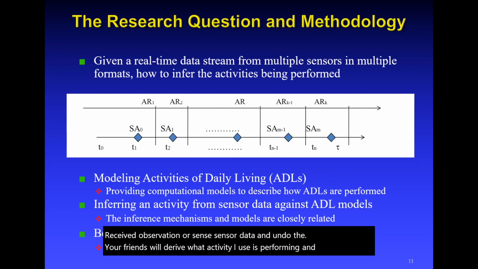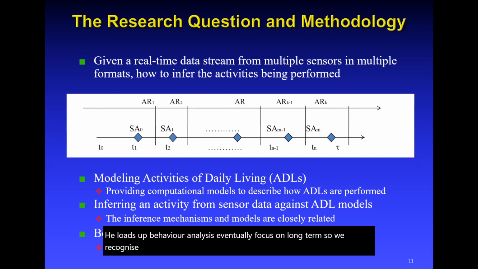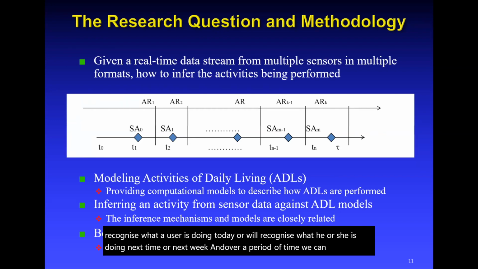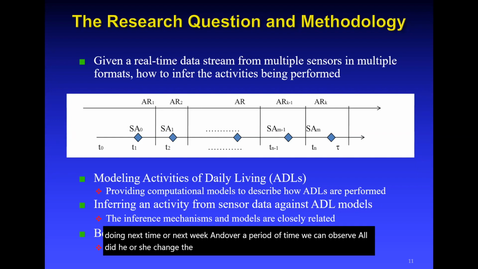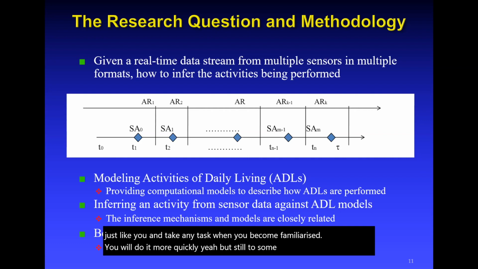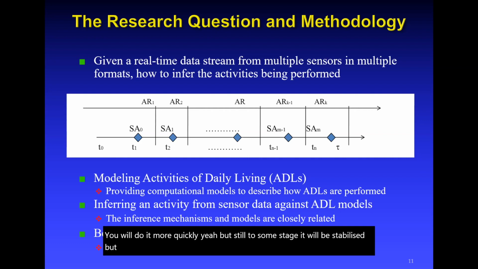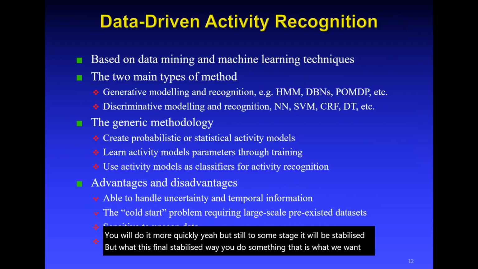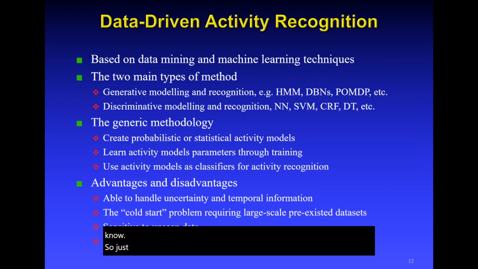And then, behavior analysis basically focuses on the long term. So we recognize what a user is doing today, or what he or she is doing next time or next week. And over a period of time, we can observe whether he or she changed the way he performs the activities. Surely, it will change, just like when you undertake any task. When you become familiar, you will do it more quickly. But still, at some stage, it will stabilize. What is the final stabilized way you do something? That is what we want to know. So, just a quick introduction about the background.